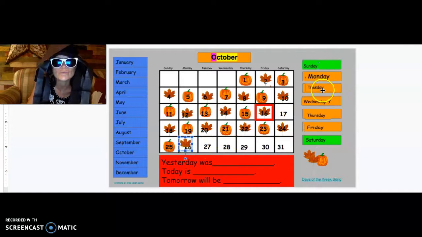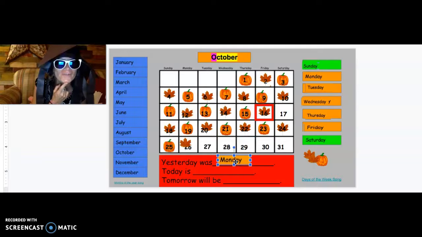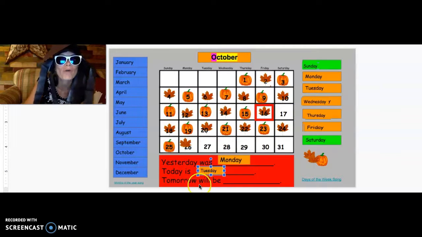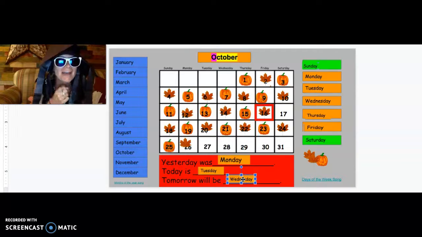Sunday, Monday, Tuesday, Wednesday, Thursday, Friday, Saturday. Yesterday was Monday. In your little witch voice, say Monday. Good job, my little witches. Can you say today is Tuesday? Today is Tuesday. If today is Tuesday, tomorrow will be Wednesday already. Maybe your teacher will come back tomorrow. Maybe Miss Cochran will be here.